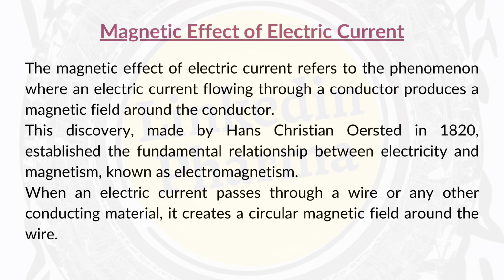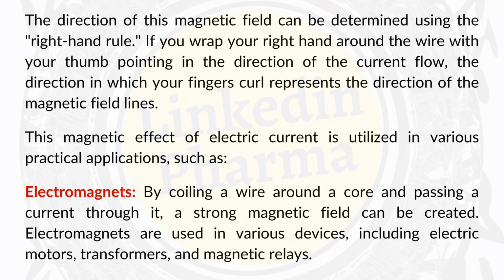When an electric current passes through a wire or any other conducting material, it creates a circular magnetic field around the wire. The direction of this magnetic field can be determined using the right-hand rule. If you wrap your right hand around the wire with your thumb pointing in the direction of the current flow, the direction in which your fingers curl represents the direction of the magnetic field lines.